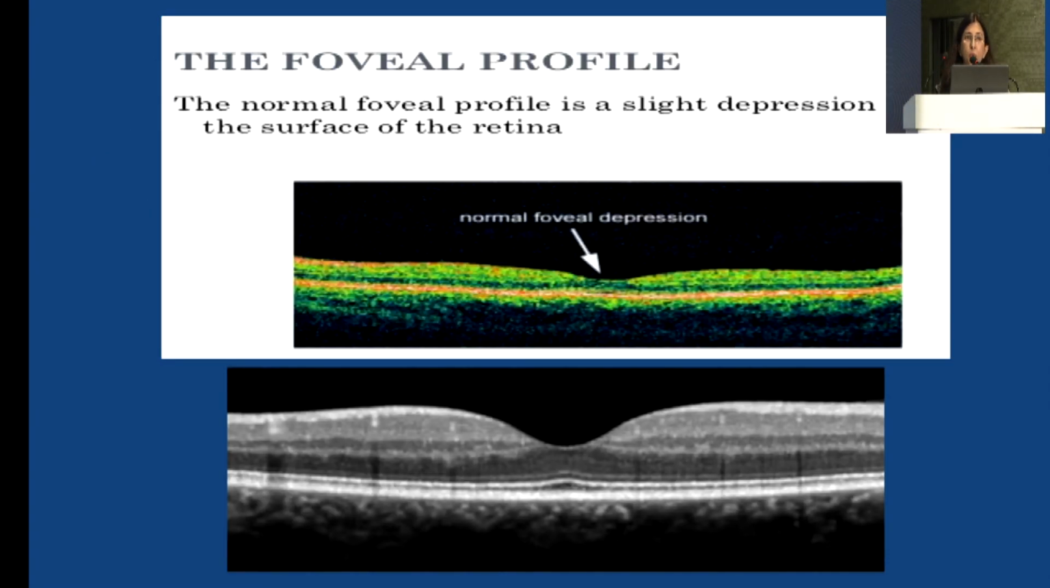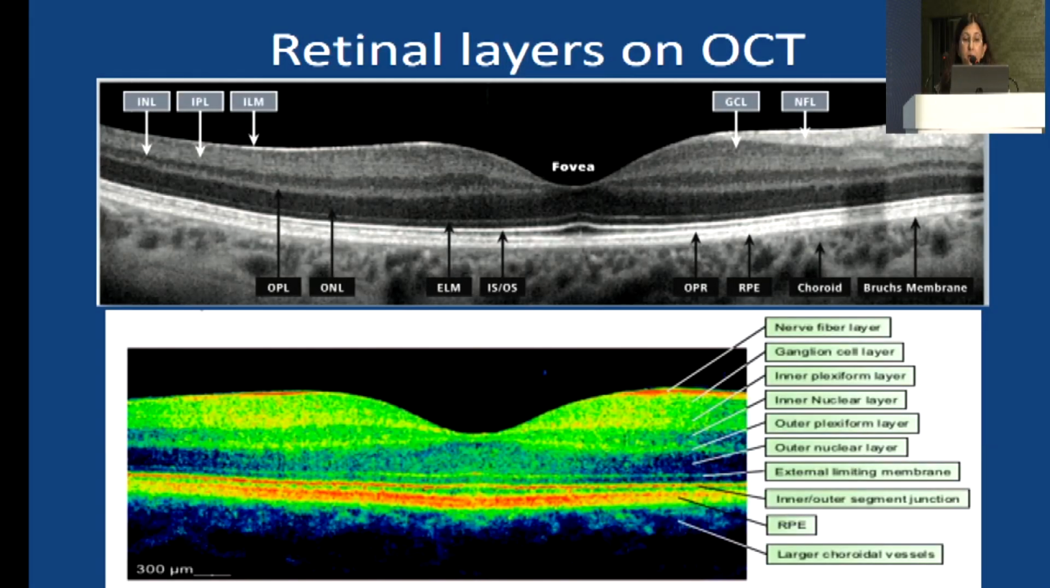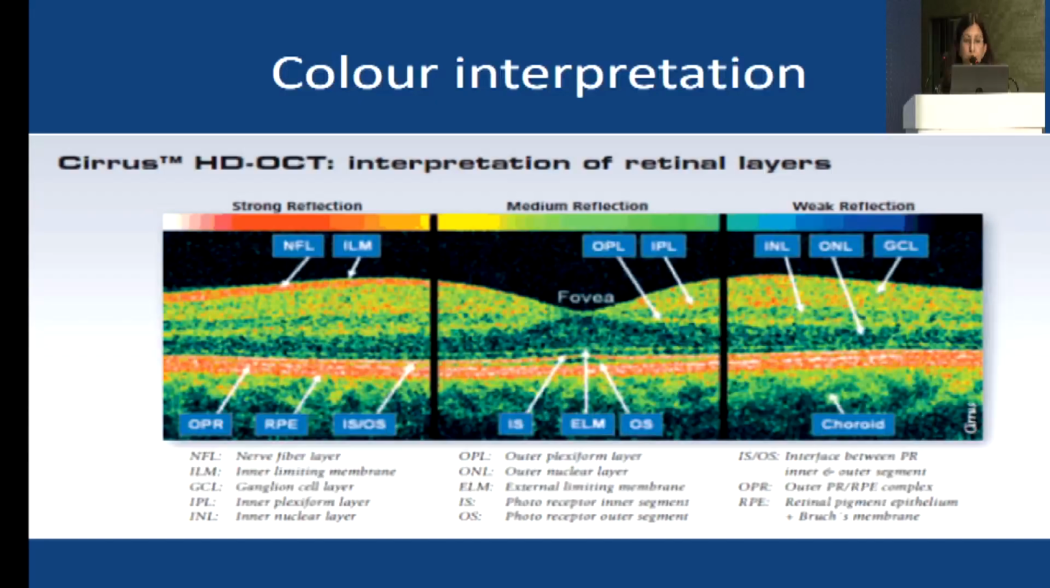So how does a fovea look? At a normal retinal scan, a fovea would appear as a depression like this. And we are able to see all the layers very clearly because the anterior boundary, that is the RNFL layer, is highly reflective, and the posterior-most layer, that is the RPE, is also very highly reflective. So these are the various layers in the scan, and this is the histopathologic correlation.